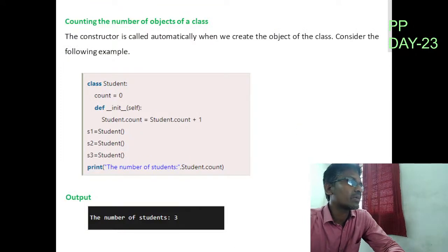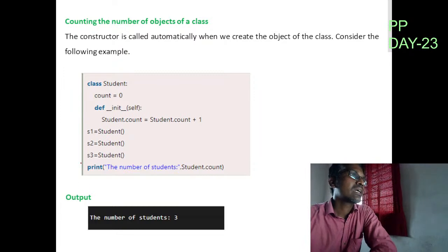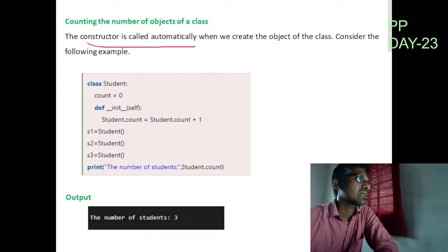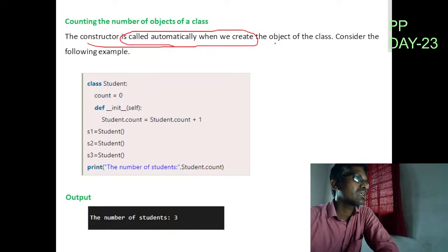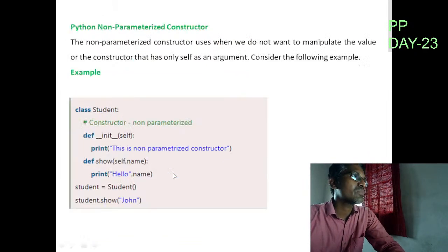Counting the number of objects of a class is also possible. By using a constructor, which is called automatically, you can create the objects of the class and count them. Here I'm going to create objects for Student: S1, S2 and S3. I'm going to create three objects, then it will give the number of objects created for the Student class as 3. So that is about counting the number of objects of the class.